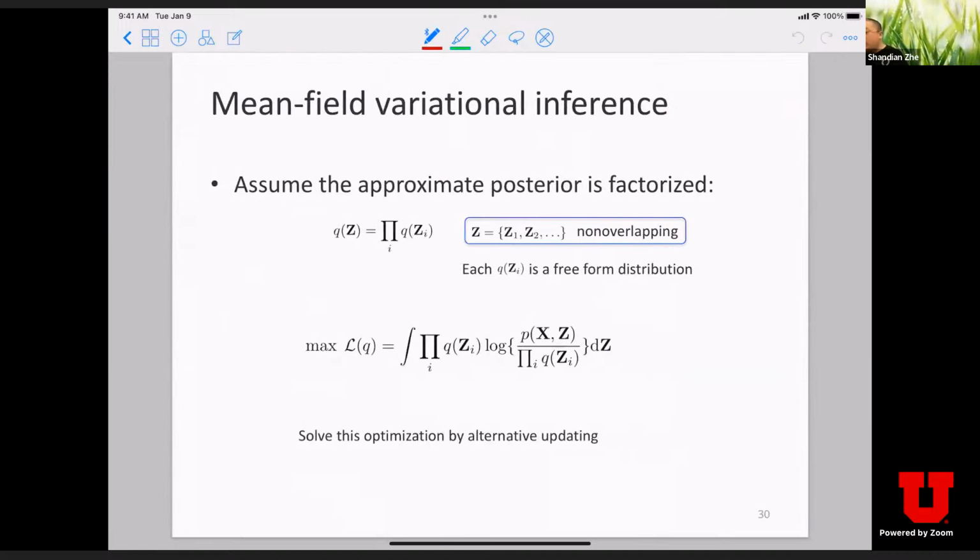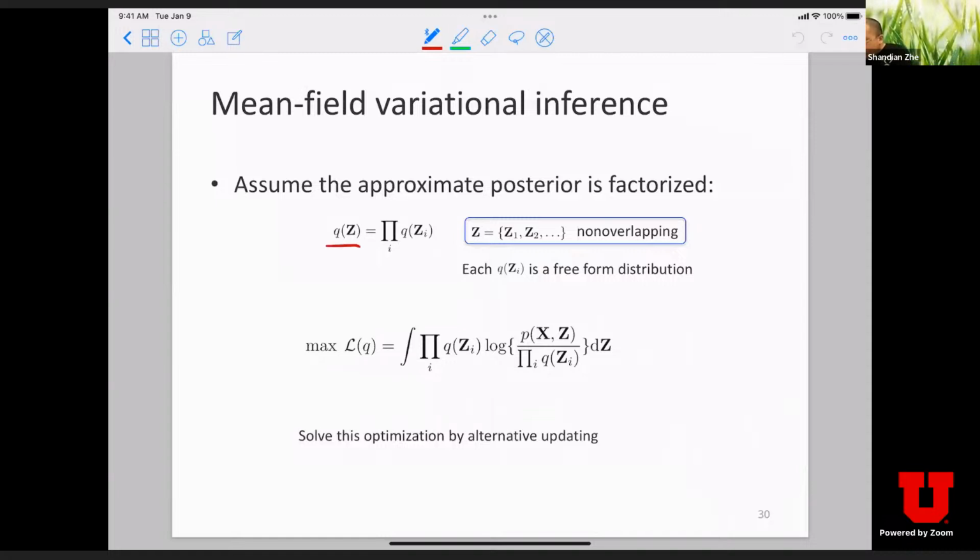So next, we're going to introduce a very classical and popular variational inference algorithm. It's called mean field variational inference. It just instantiates this general variational inference framework with a particular type of approximation family. So what is that approximation family? We call it mean field approximation. So what is mean field approximation?